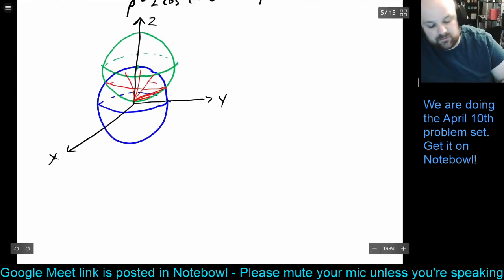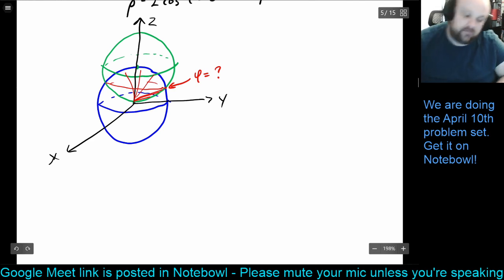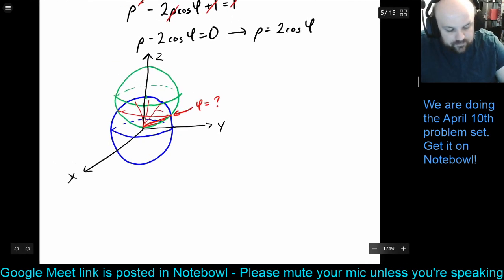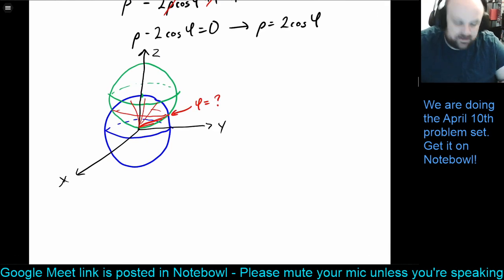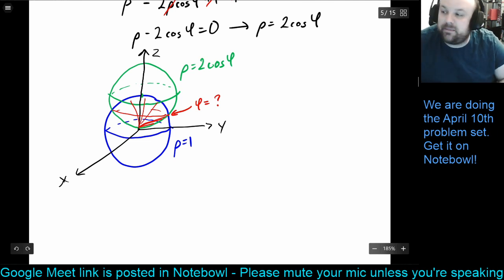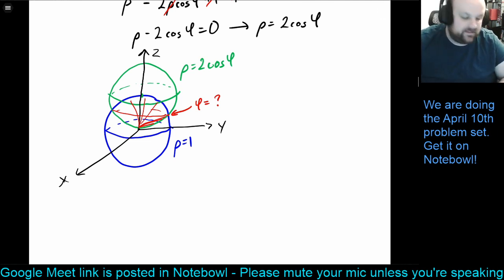So the question is, at this level right here, what is phi? This is where it's going to get cut off. Well, this actually isn't too hard to do. We have rho equals 1 for this sphere. We have rho equals 2 cosine phi for this sphere. We can set them equal to each other and see what that value is.